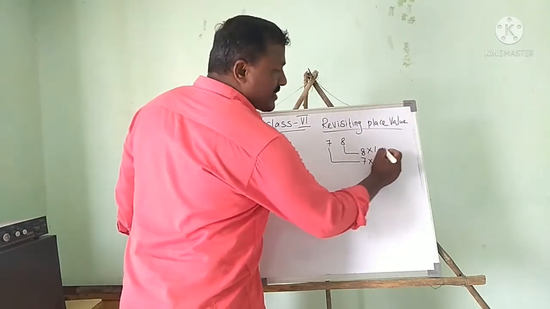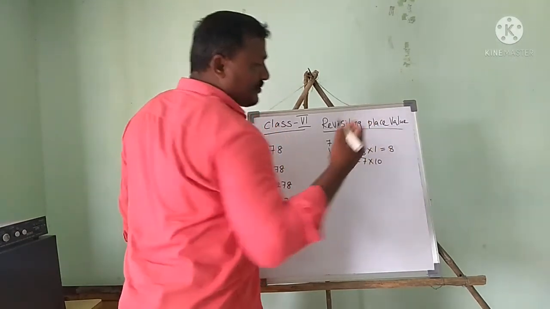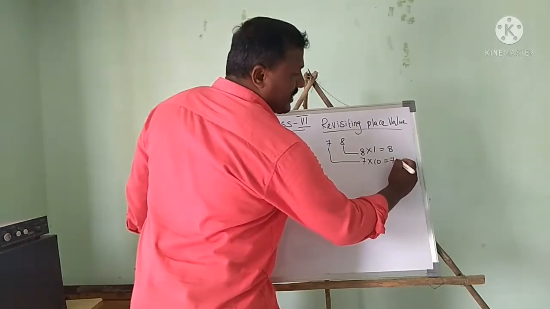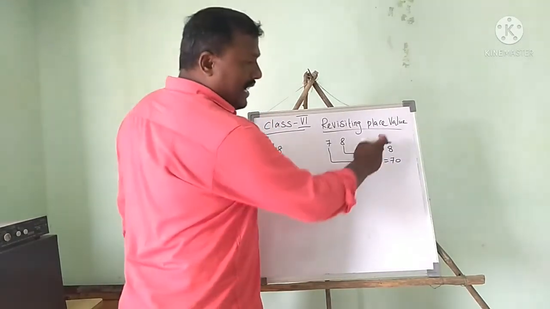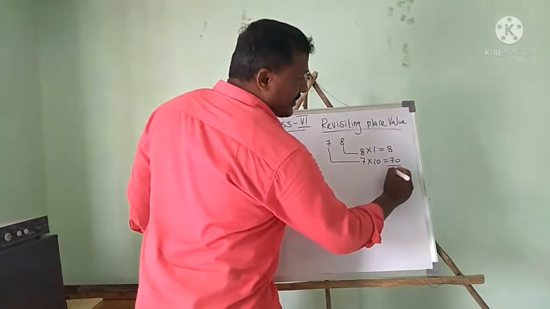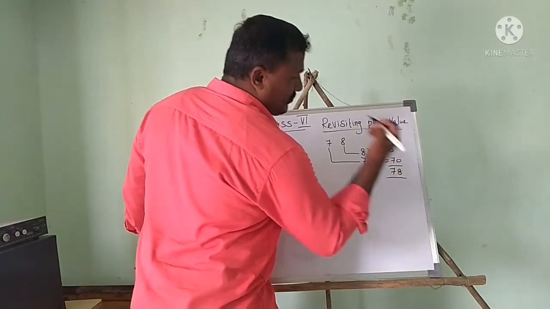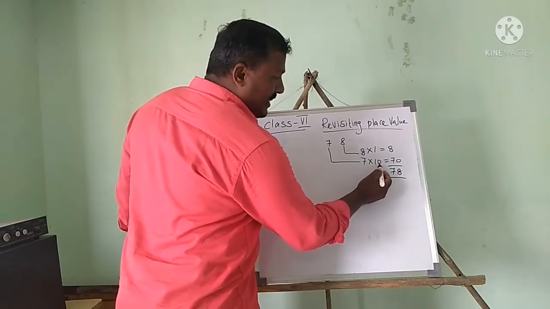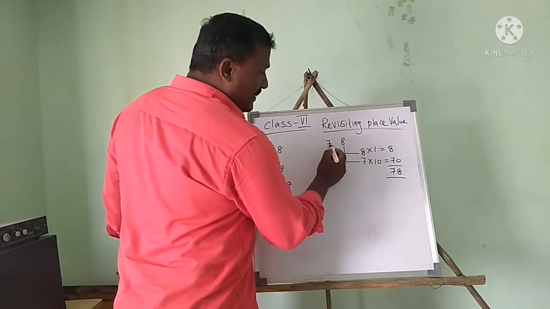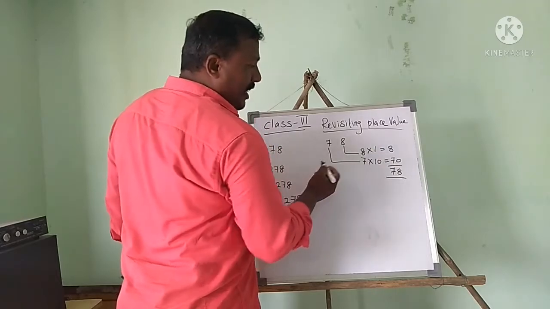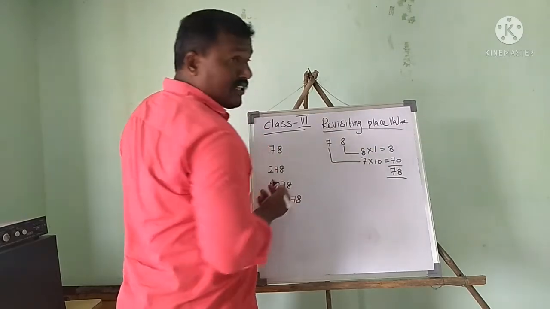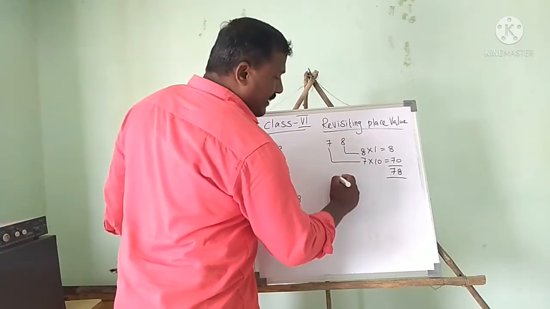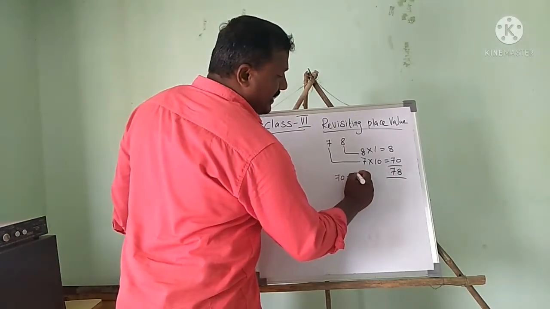So 8 ones is equal to 8. 7 tens is equal to 70. If you add these two, you will get 78. So how many tens are there? 7 tens are there. So 7 tens is equal to 70. How many ones are there? 8 ones are there. So that's why in your book they are writing like this: 70 plus 8.